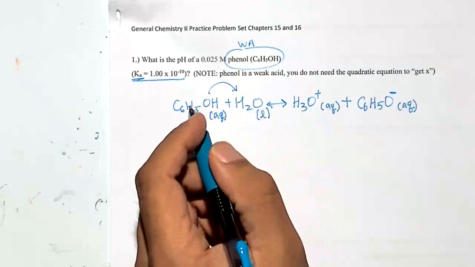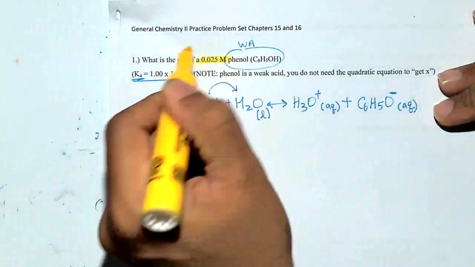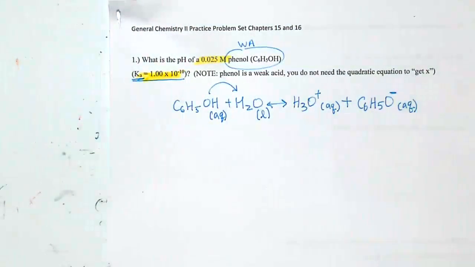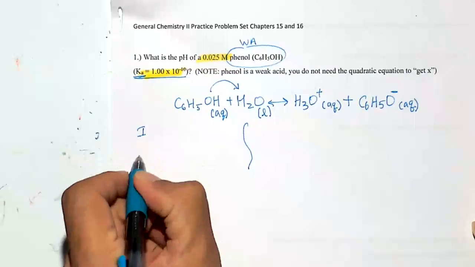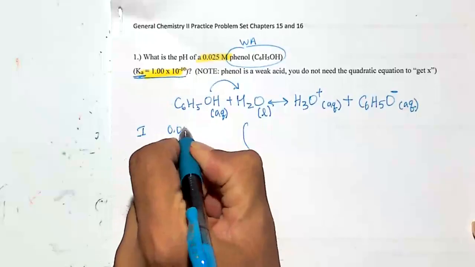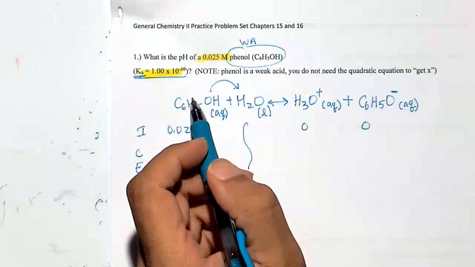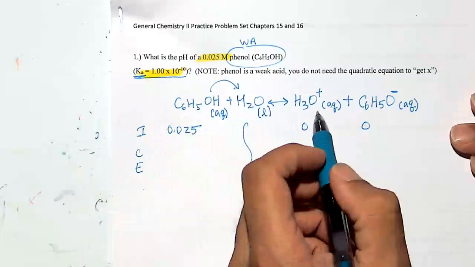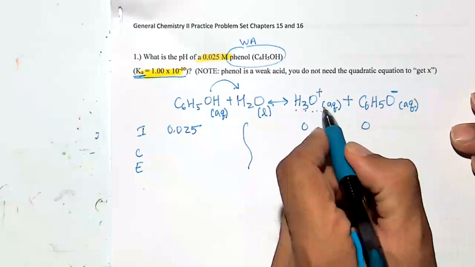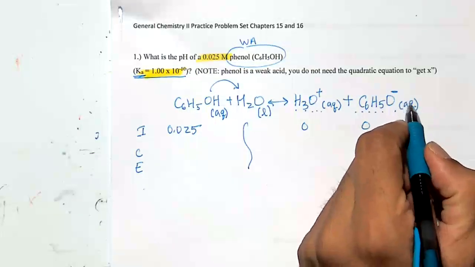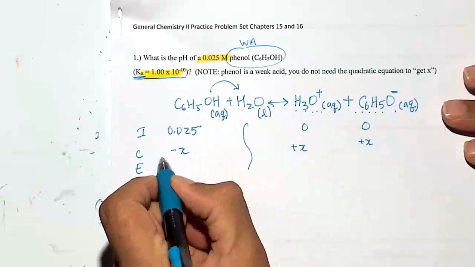All right, so we'll do our ICE table. The starting concentration is 0.025. This is the Ka, and we don't care about the liquids. So we have 0.025, this will be 0, this will be 0. If you actually have a bottle of phenol, I think we have one in our lab, it's not only phenol in that bottle. You'll have some small proportion of hydronium ion and some small proportion of this conjugate base. So it's going to be minus x, plus x, plus x.